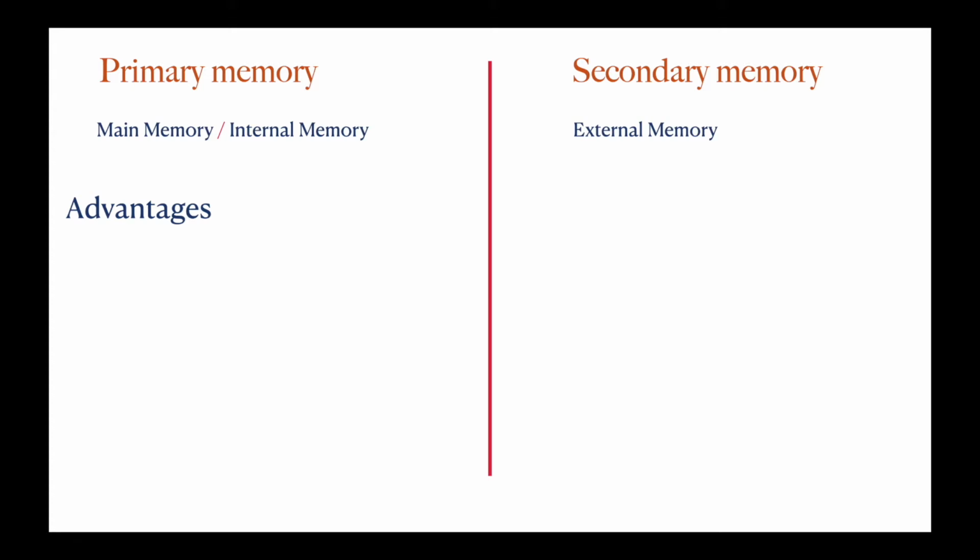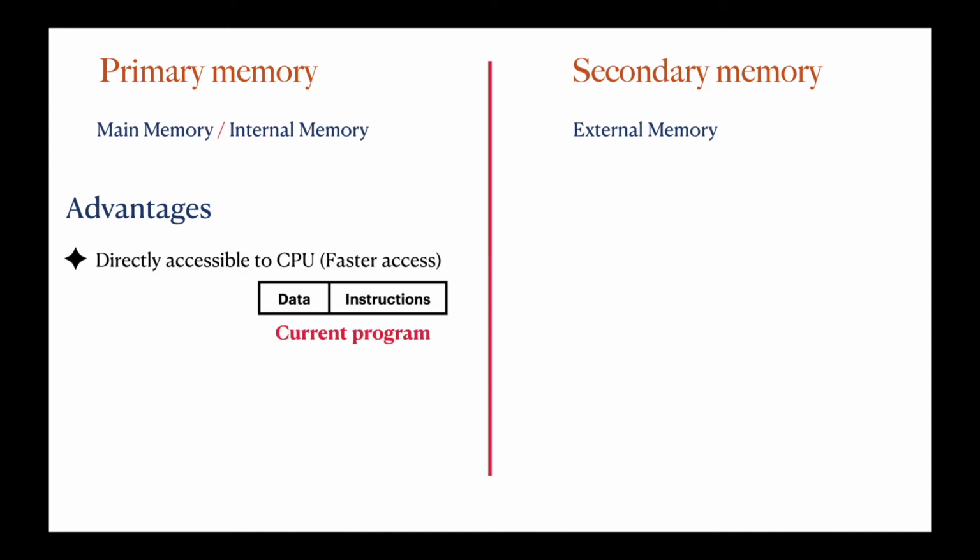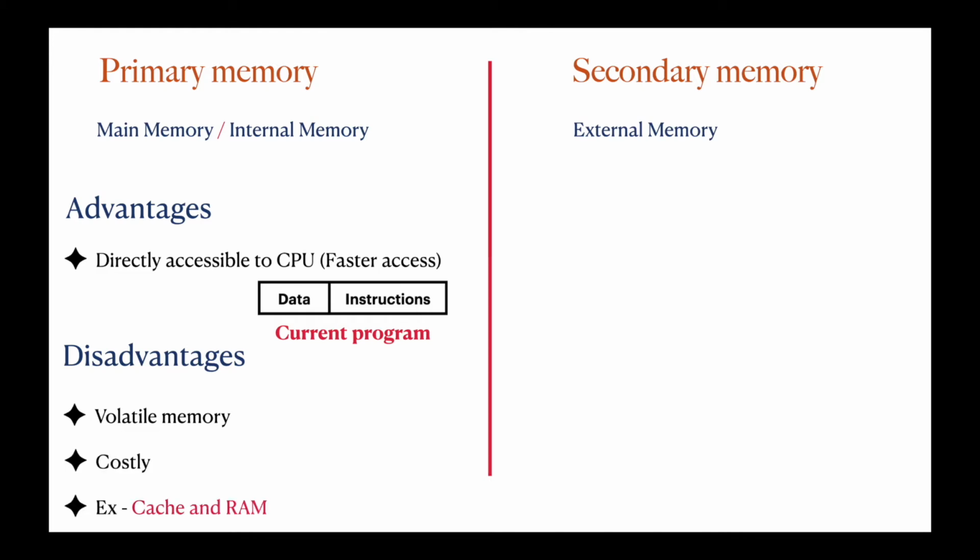Primary memory is the main memory or internal memory of the computer, which can be directly accessed by the CPU. All data and instructions currently being processed by a program are stored here, as it can be directly accessed by the CPU. Primary memory is volatile in nature, meaning data integrity is not guaranteed over the power cycle. Its manufacturing cost is very high. Cache and RAM are examples of primary storage.